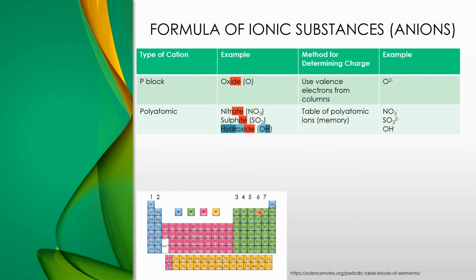find the element. So for example, an oxide would be an oxygen atom. So oxide is O. It's got 6 valence electrons, which means the easiest thing for it to do is gain 2 electrons to make 8. If you gain 2 negative electrons, the charge of the anion would be 2 minus.